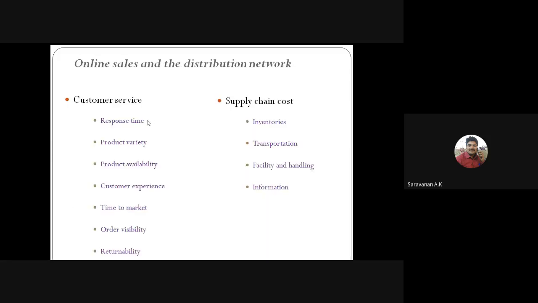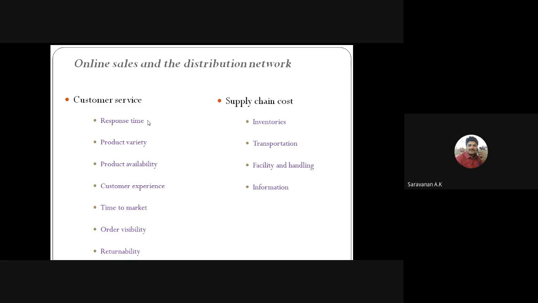Before that, we can see the online sales impact on the customer services, right? Generally, what are the service factors? Response time, product variety, availability, customer experience, time to market, order visibility, and returnability, right? So these are the values provided to the customers.